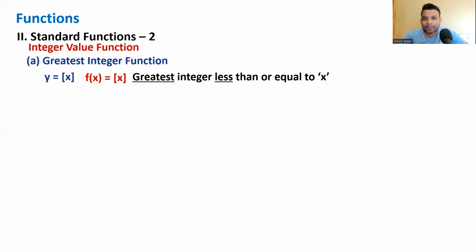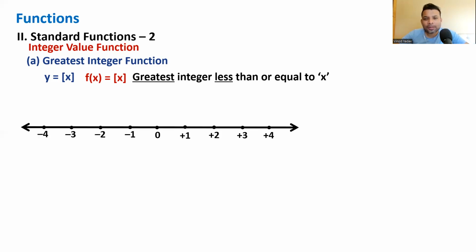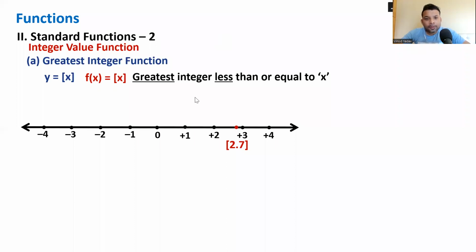Hold on, don't worry. I know initially you might feel something disturbing. Arre, what is written? Greatest is written, less is written. Wait. Visualize the number line first. Now, if x is 2.7, if the input is 2.7, let's analyze what the output should be. One thing is very clear: the output will always be an integer. What do I mean by integer? Numbers without decimal. So whatever number comes as output will not have a decimal.